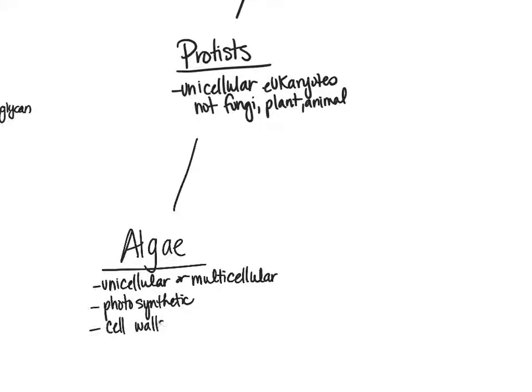Now, cellulose is a particular specific type of carbohydrate. So we see cellulose in plant cell walls as well, and we see it in algae as well.